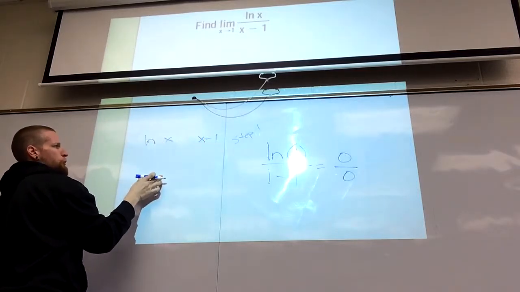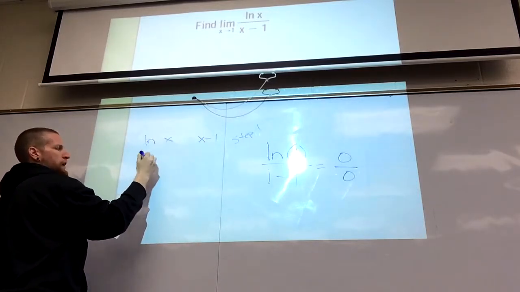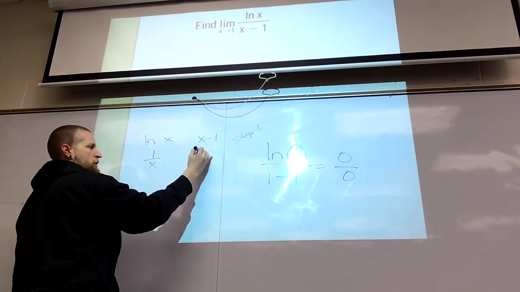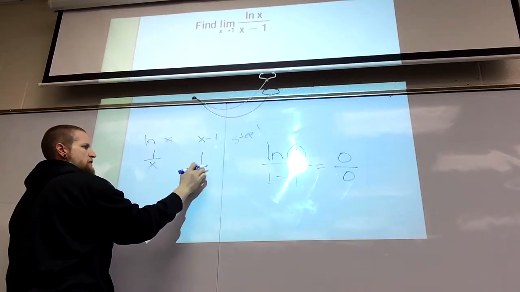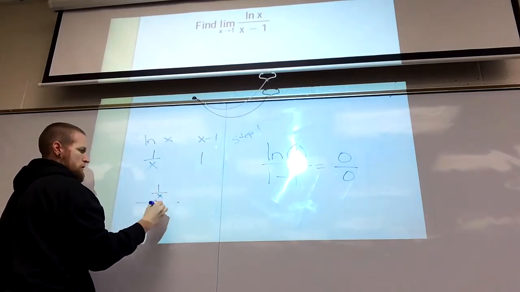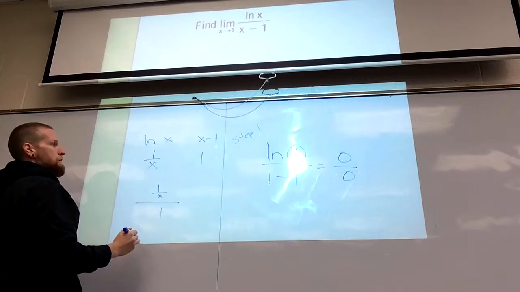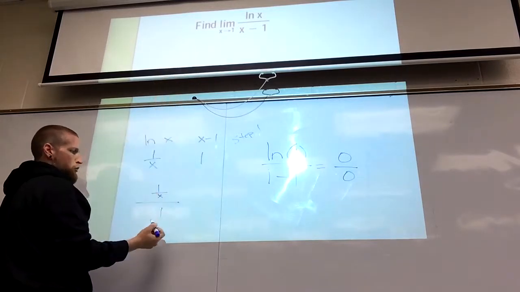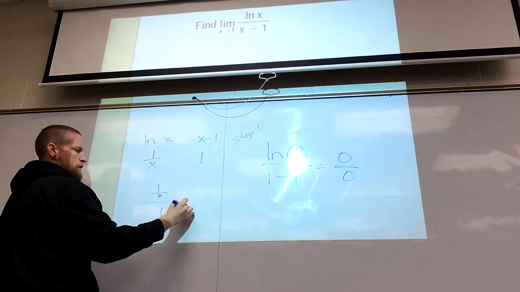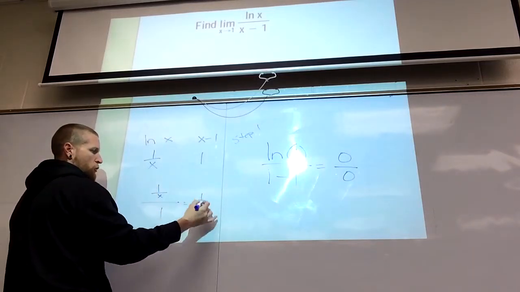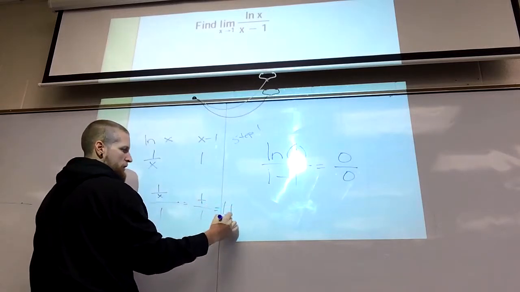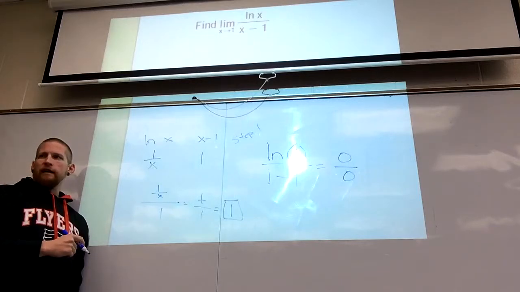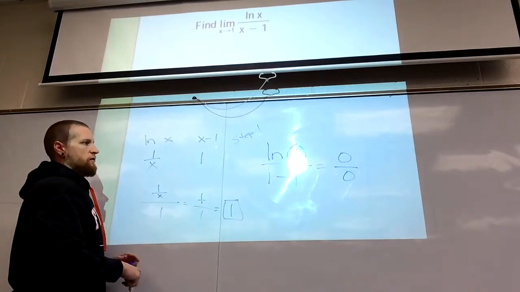All right? You do the derivative of both of those. So derivative of natural log of x is 1 over x. The derivative of x minus 1 is just 1. So now you take these two things, put them into a fraction again, and then to get the value of the limit, you take whatever you're approaching, which in this case is 1, and plug it in. So 1 over 1 is that. So that would be the answer for that limit, which is a lot quicker than doing the tables and all the other stuff.